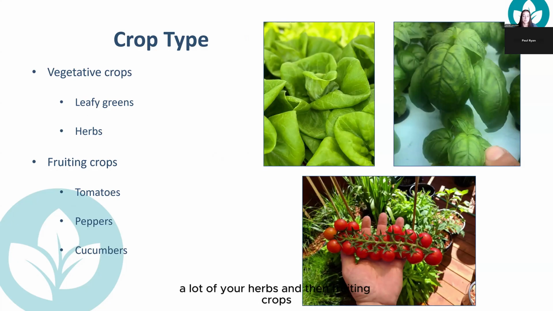And then fruiting crops, some of the most common ones, especially in CEA, are going to be tomatoes, peppers, and cucumbers. There are several other fruiting crops that people grow, especially hydroponically. I've seen squash, eggplant, you name it, people are growing it. But the big three are really going to be tomatoes, peppers, and cucumbers.